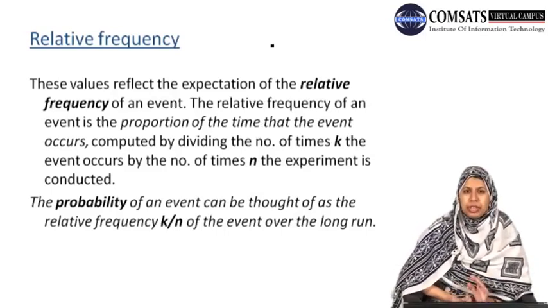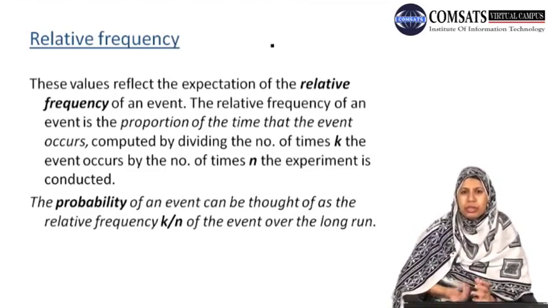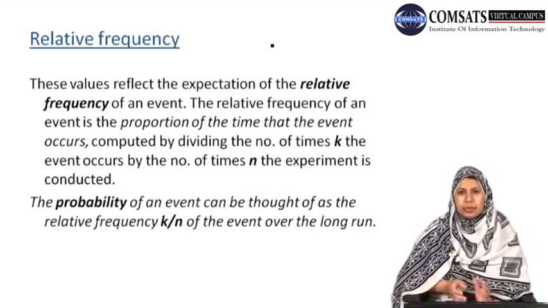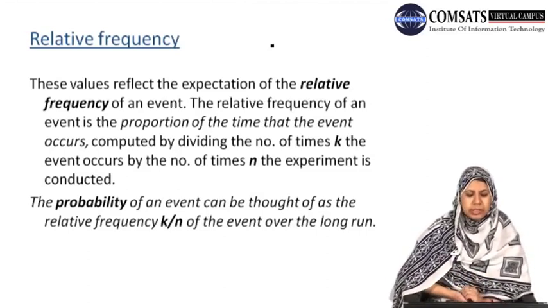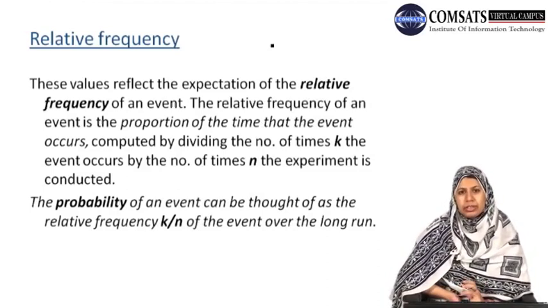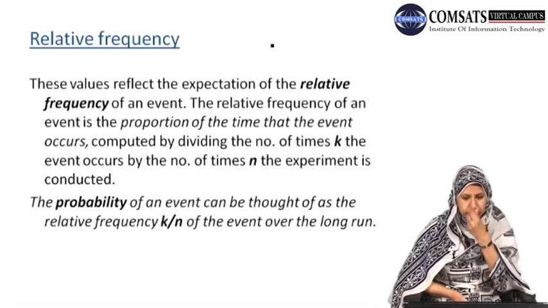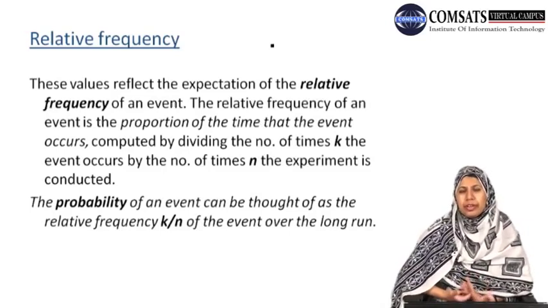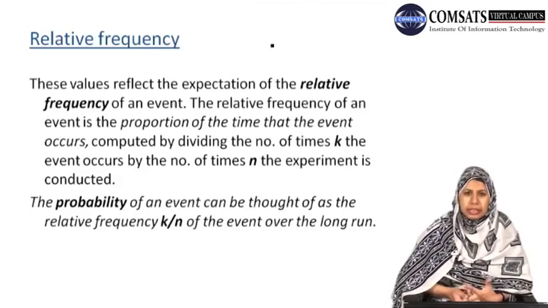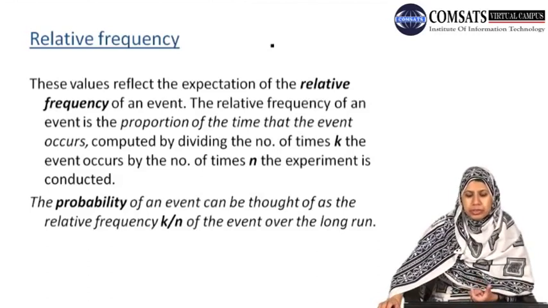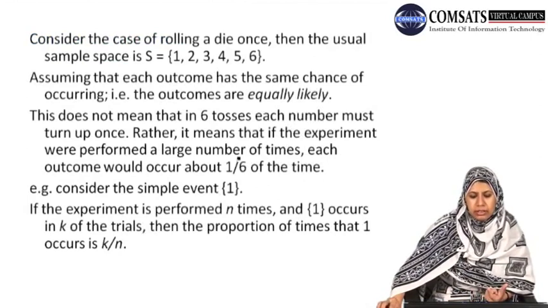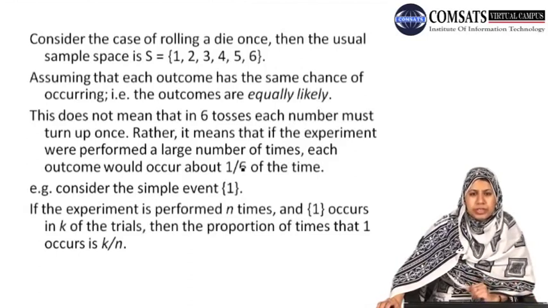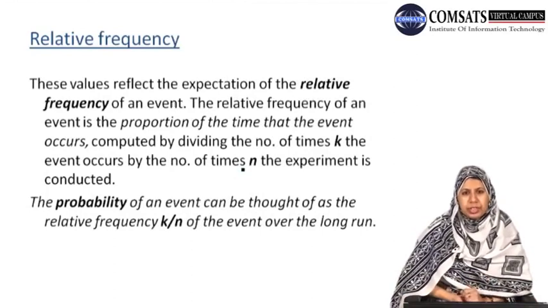These values, this ratio k over n or 1/6, for example, if we roll a die once and we say that our die is well balanced, that is, it is not biased, and each outcome has the same chance to occur, which means that if we are interested in knowing the possibility of 1 occurring when we have rolled our die once, then the total number of outcomes will be 6, and the possibility is that the simple event 1 will occur 1/6 of the time.